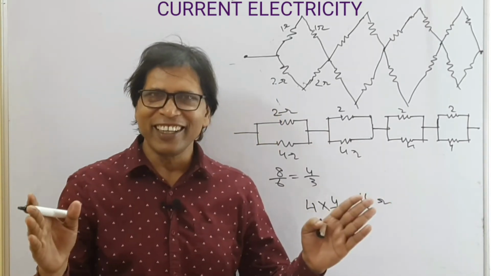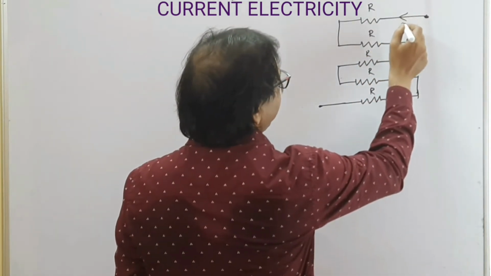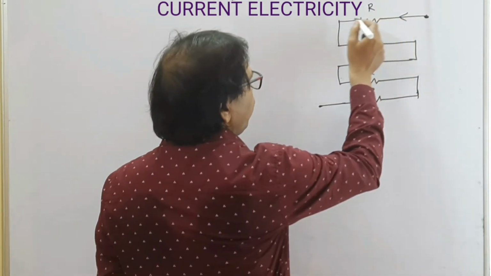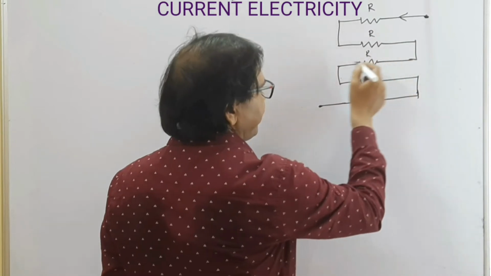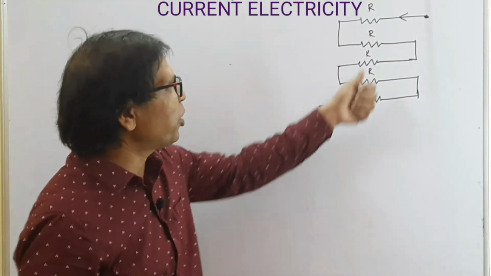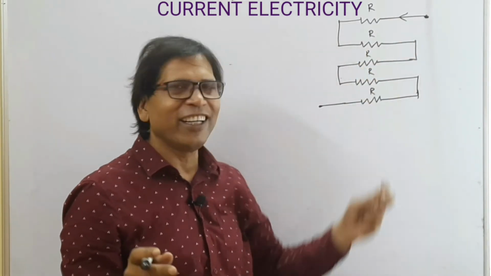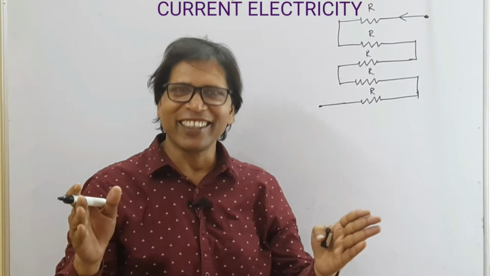Understood? Next, look at this. If I is the current entering, the current flowing through each resistance is the same, so they are in series. Therefore the equivalent resistance is R plus R plus R plus R plus R, equal to 5R. Understood?